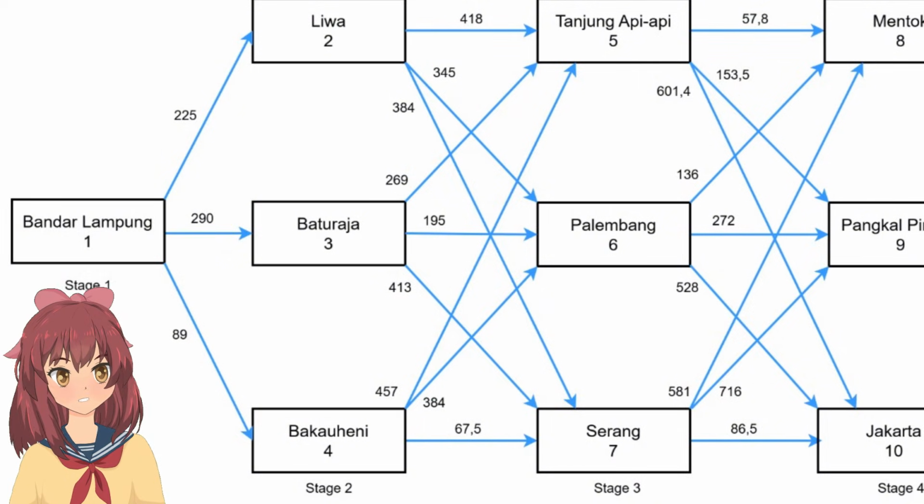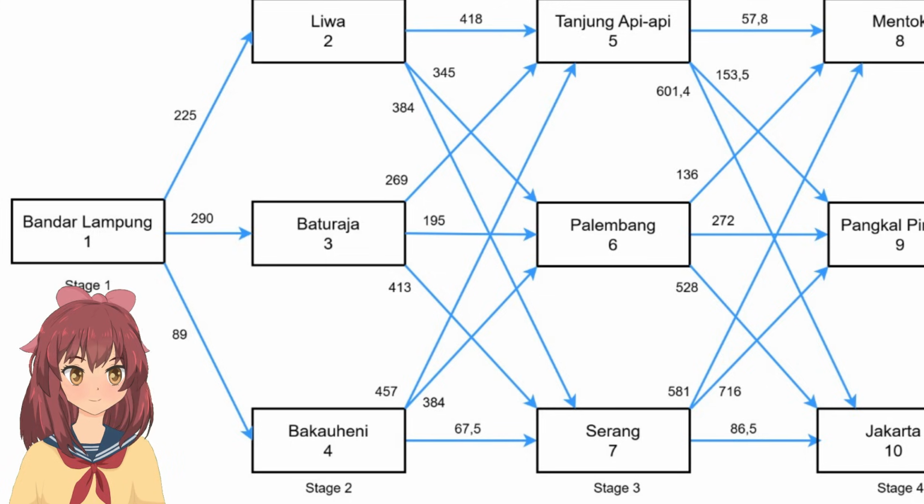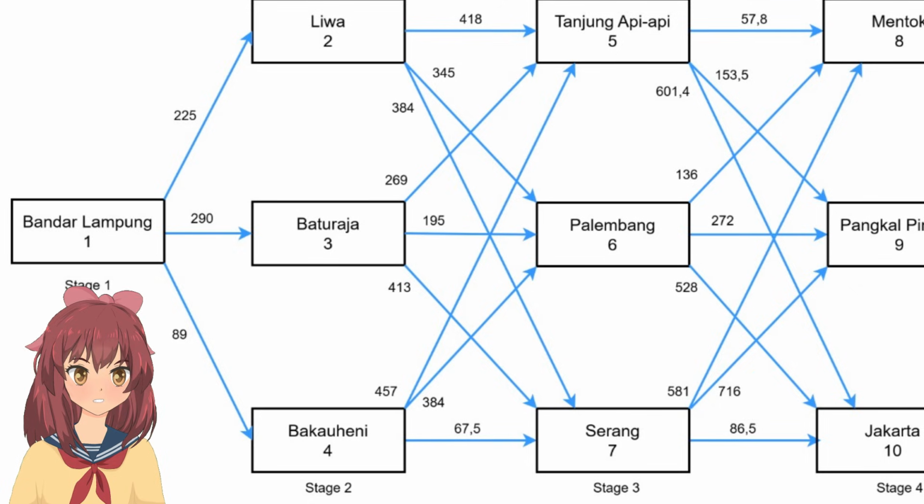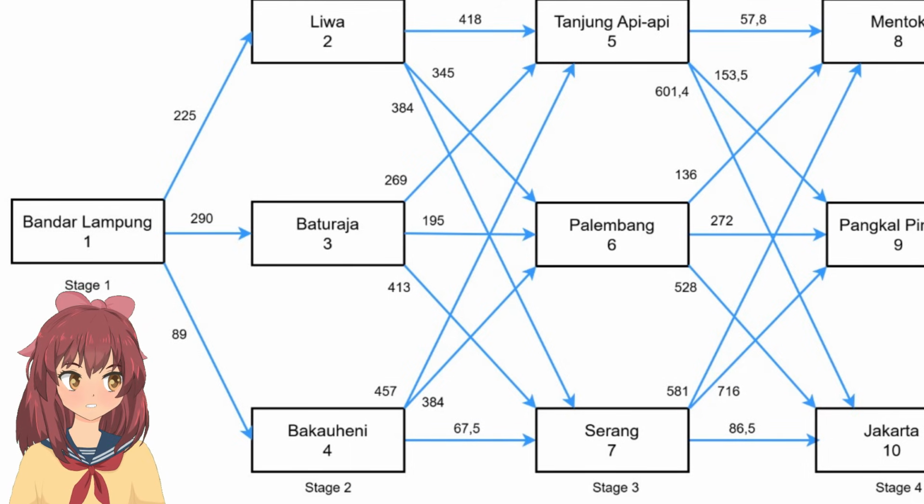From here, Siva can choose 3 different directions: Liwa, Batu Raja, or Bakauheni. The distance from Bandar Lampung to Liwa is 225 kilometers, to Batu Raja is 290 kilometers, and to Bakauheni 89 kilometers. Next, we move to stage 2.